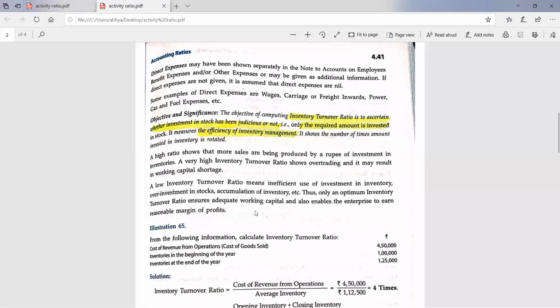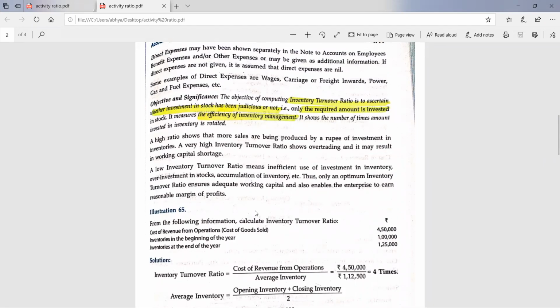And why is this ratio calculated? This ratio is calculated to check whether the investment in stock is judicious or not, accurate or not. There may not be understocking or overstocking at any time.